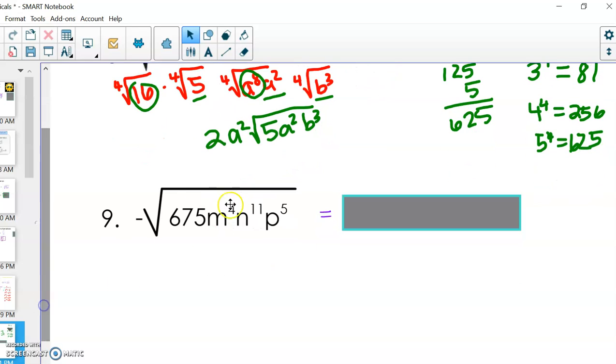Okay. Let's take a look at number 9. Negative square root of 675, so we're back to regular square roots. We don't have to think about 4th roots or 3rd roots or anything. Back to regular square roots. Square root of 675, m to the 4th, n to the 11th, p to the 5th. I want you to pause the video, give this one a try, and then unpause when you're ready to go over it.